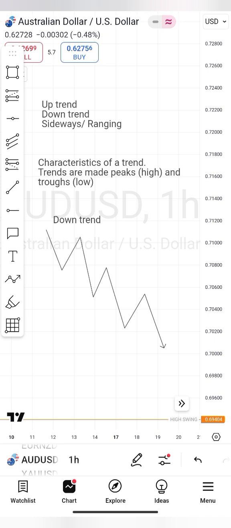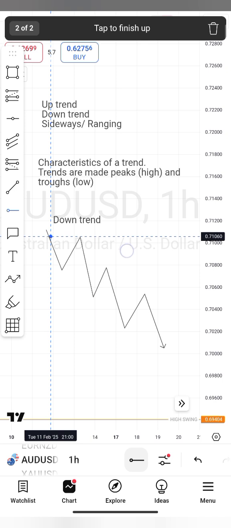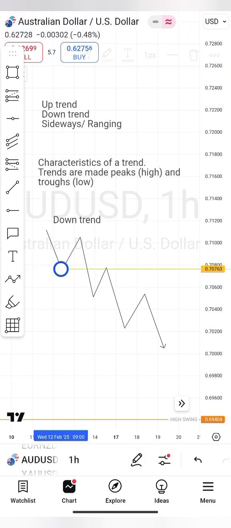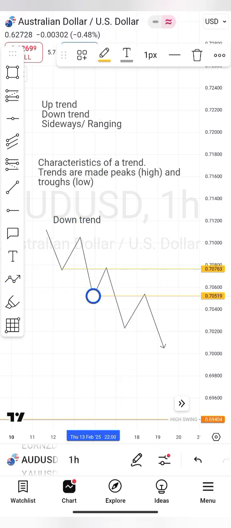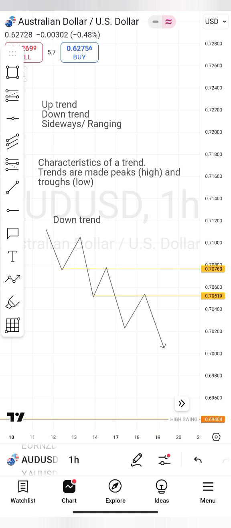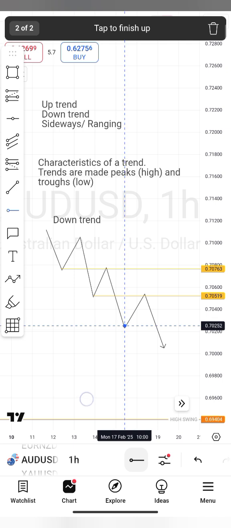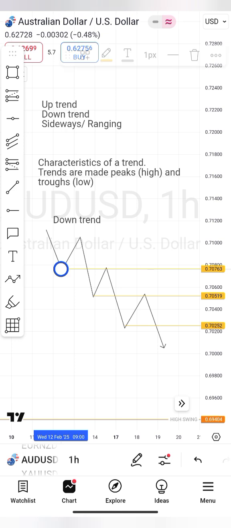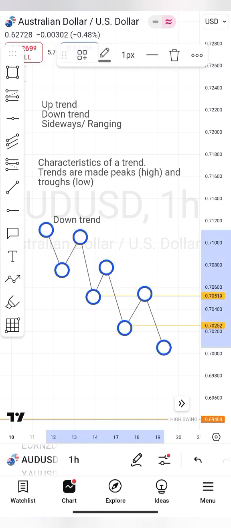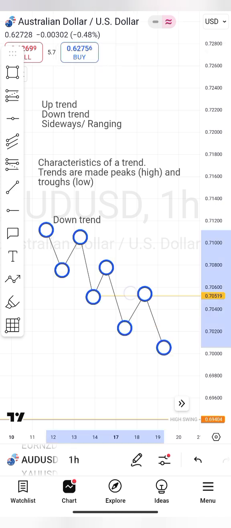Now, characteristics, like we said, are whether the highs and the lows are moving up or down. So first of all, this is the first low you notice. Then the second low you notice is lower than the first low. At this point, you can safely say a trend is forming. It's a downtrend because the next low is lower than the previous low. So you can safely say that this is a downtrend, and you will not be wrong because you know what you're talking about.